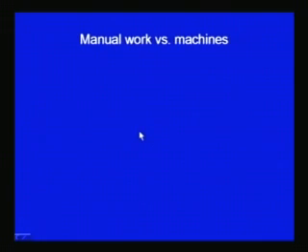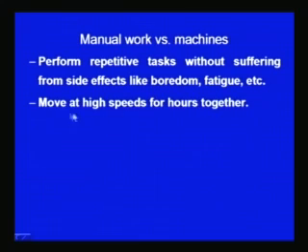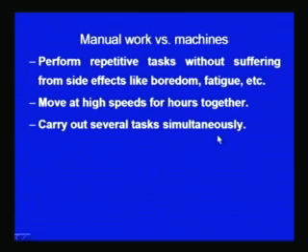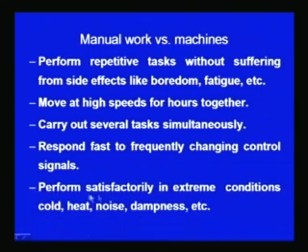So, the decision regarding the use of the operator or the machine for carrying out a particular job will depend upon up to what extent the time study man and work study man are aware of the capabilities of the man and the machines: to perform repetitive tasks without suffering from side effects like boredom and fatigue, move at high speed for hours together, carry out several tasks simultaneously, respond fast to frequently changing control signals, and perform satisfactorily in extreme conditions of cold, heat, noise and dampness.